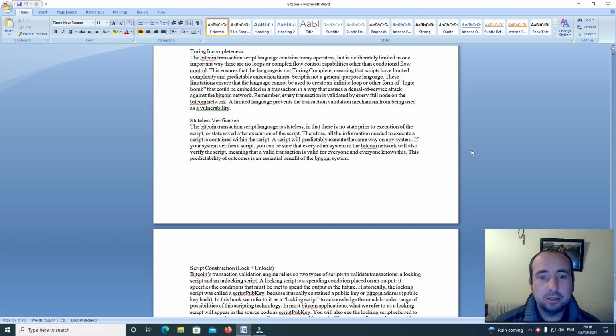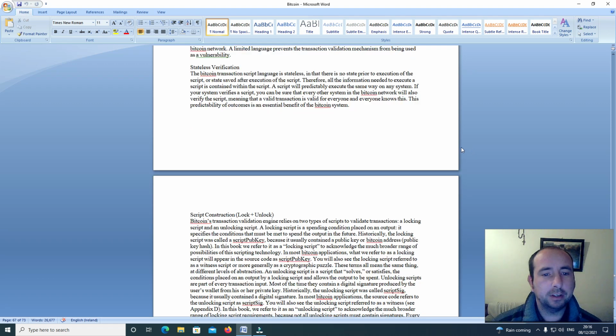These limitations ensure that the language cannot be used to create an infinite loop or form of logic bomb that could be embedded in a transaction in a way that causes a denial of service attack against the Bitcoin network. Remember, every transaction is validated by every full node on the Bitcoin network. A limited language prevents the transaction validation mechanism from being used as a vulnerability.